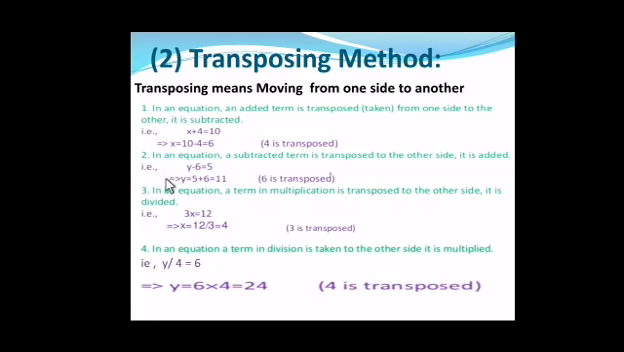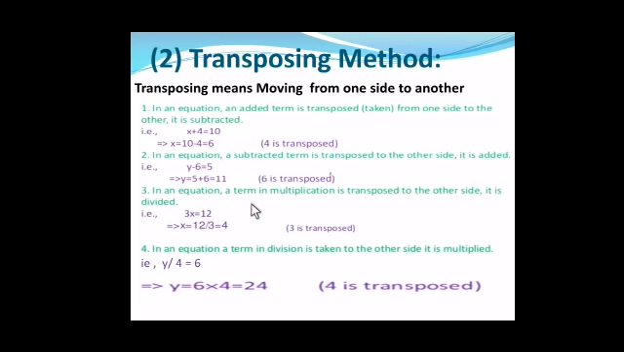Similarly, point number 2 says, in an equation, a subtracted term when transposed to the other side is added. Again inverse operation is performed. So let's see, y minus 6 equals 5. It is having minus 6, you are transposing minus 6 to the other side. It will be added. So y equals 5 plus 6. What is 5 plus 6? 11. So y equals 11 is the solution of this equation.